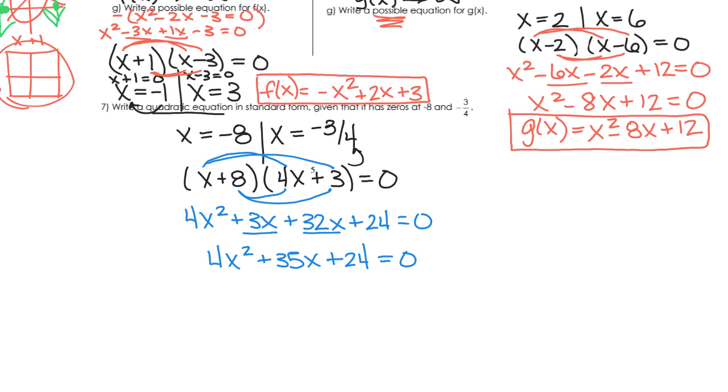And for this one we don't have a picture to match, so we have no idea if it opens upward or opens downward. And so this is one possible equation that has these zeros. Okay, and we could double check in our calculator if we wanted to.